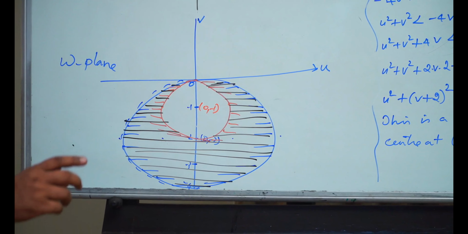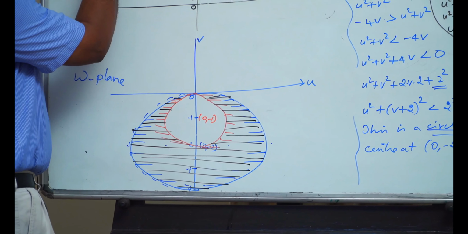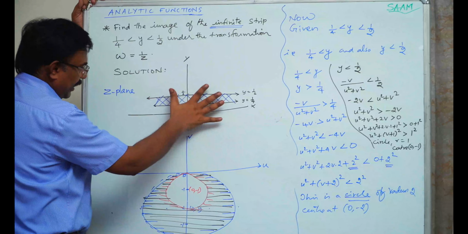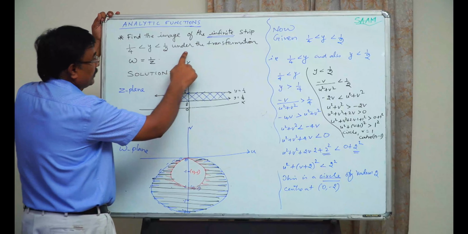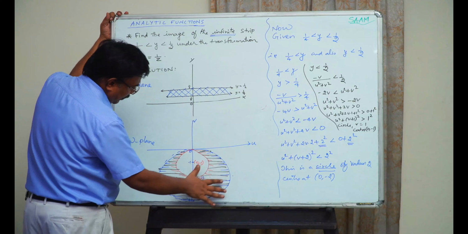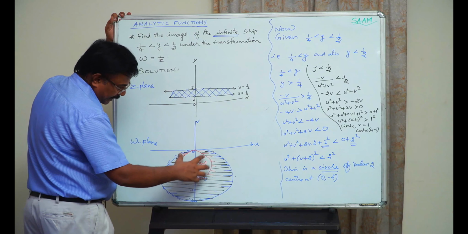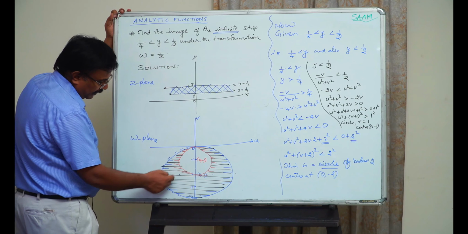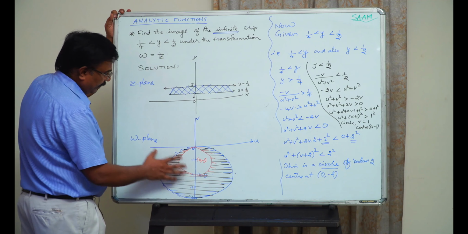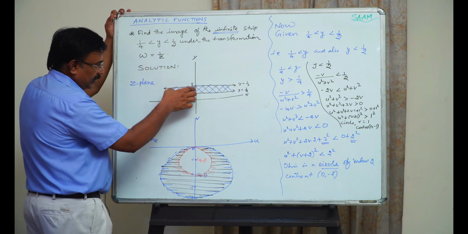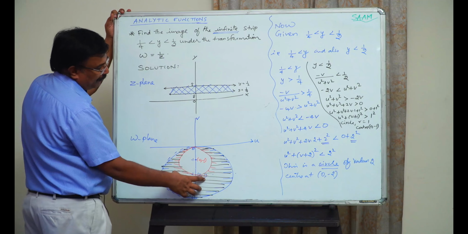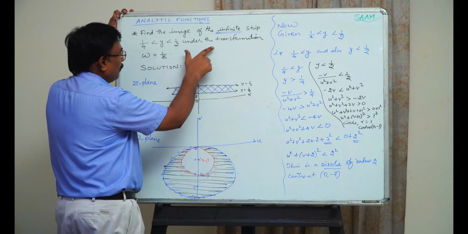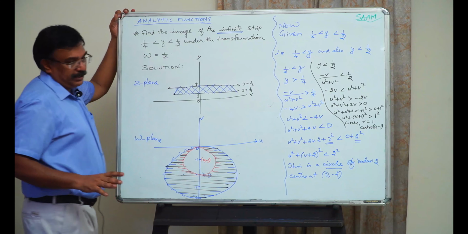Now, the conclusion: the infinite strip 1/4 < y < 1/2 in the z plane is transformed into the region in between two circles, the exterior of the small circle and the interior of the greater circle. This is the transformation of a strip into this type of diagram. That's all. This is called transformation under analytic functions. Thank you.